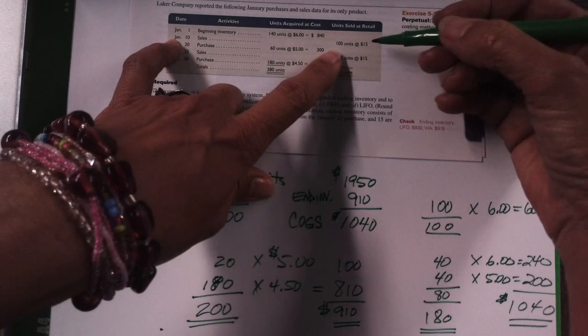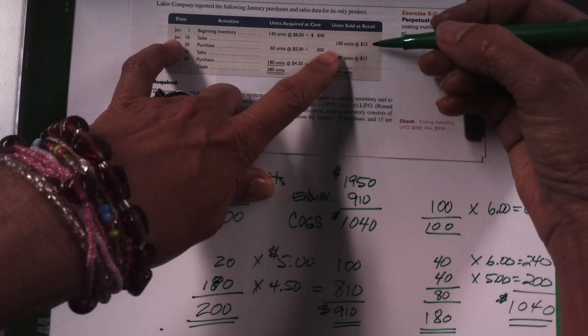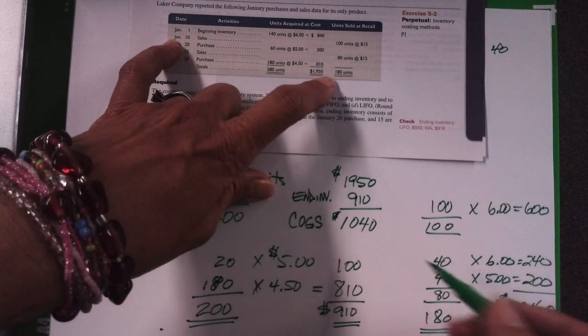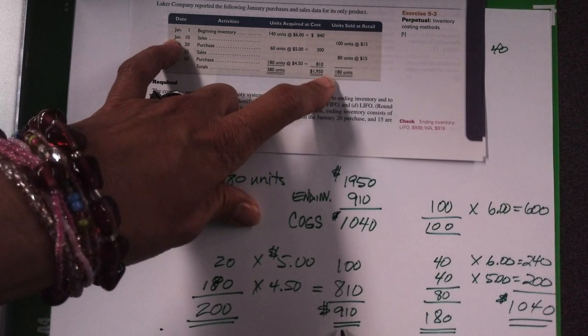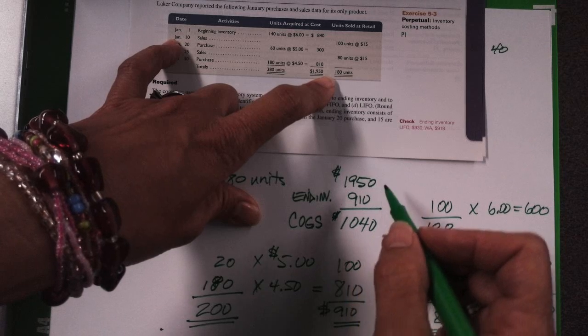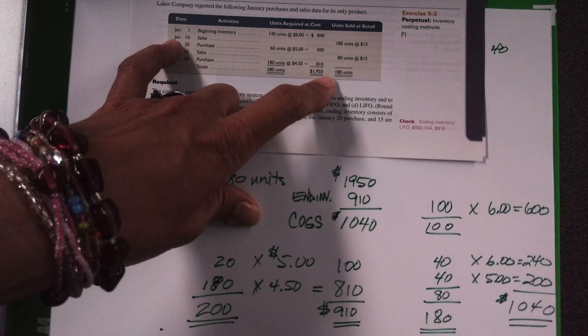I can figure it directly based on each sale and add it up, or I can find it indirectly by solving for the ending inventory and subtracting the ending inventory from the total goods that are available for sale.